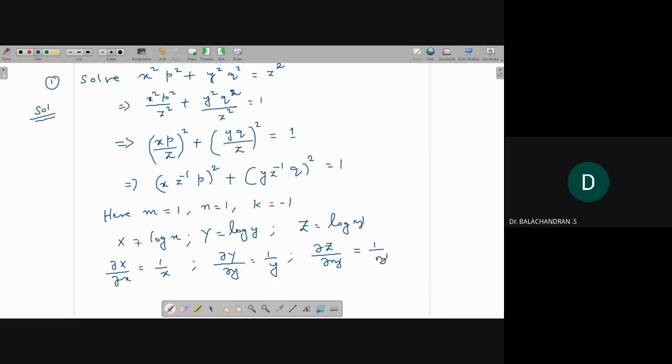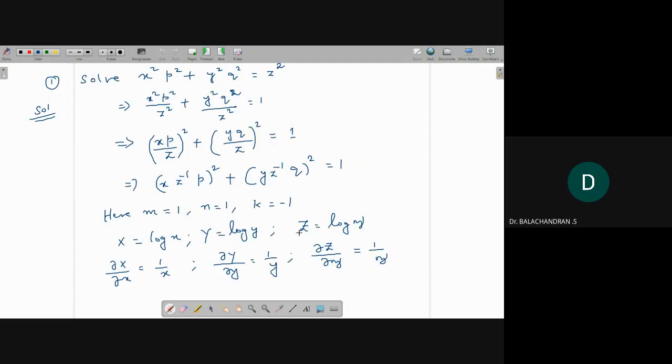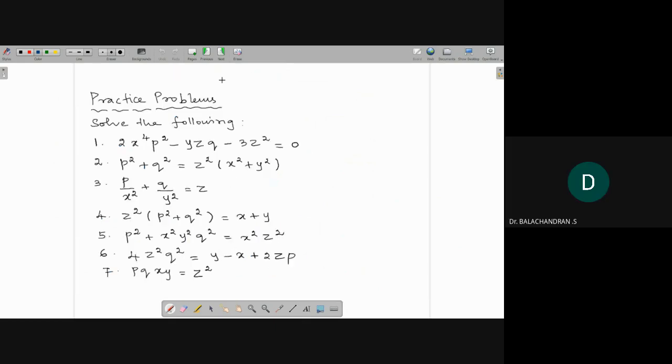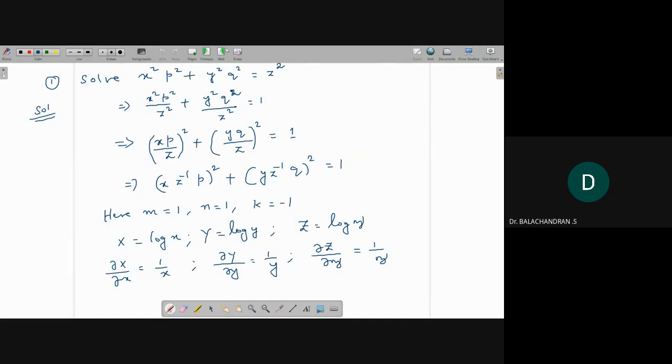As I told, when we use the substitution capital X, capital Y, capital Z, we need to use which partial derivatives? Actually, we are using all the three X, Y, Z. So we need to use the last table, P and Q. This P and this Q, we should use it. If you tell, I will write the next page.